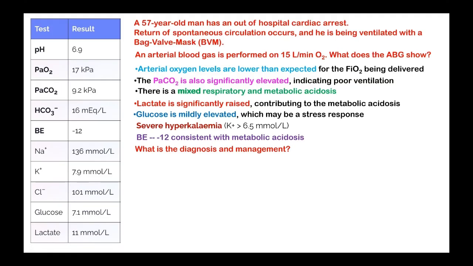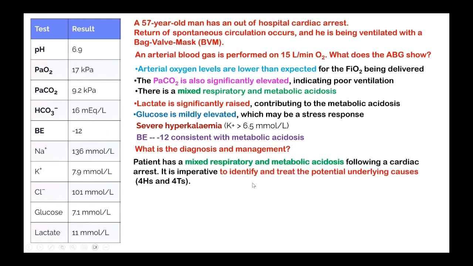How do you manage this case? Fluid administration. Identify and treat the potential underlying causes. That is important, because it's an out-of-hospital cardiac arrest revival. So what are the causes of cardiac arrest? 4Hs and 4Ts. What are the 4Hs? Hypoxia, hypothermia, hypovolemia, and the Ts: cardiac tamponade, cardiac thrombosis, pulmonary thrombosis, and toxins. So you must identify and treat that.